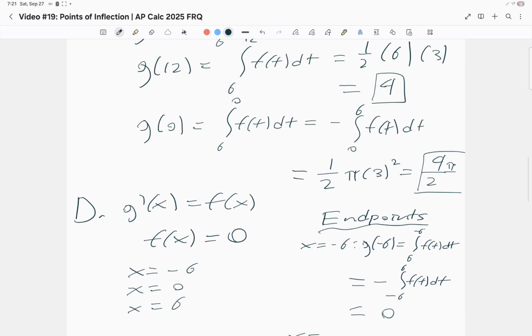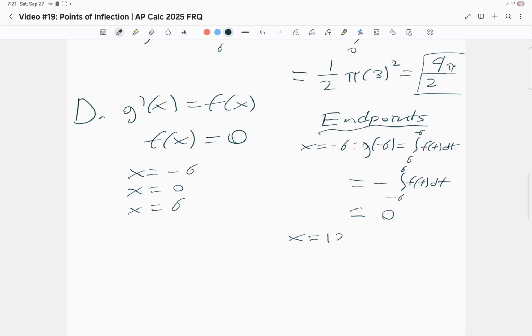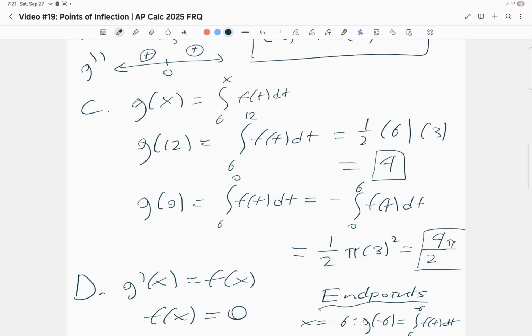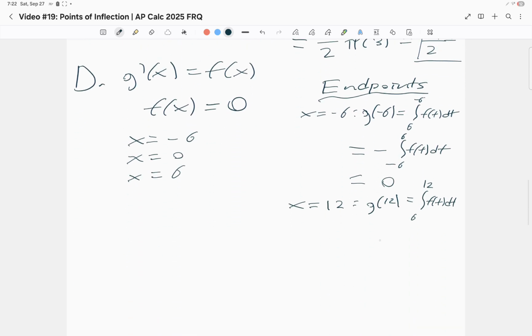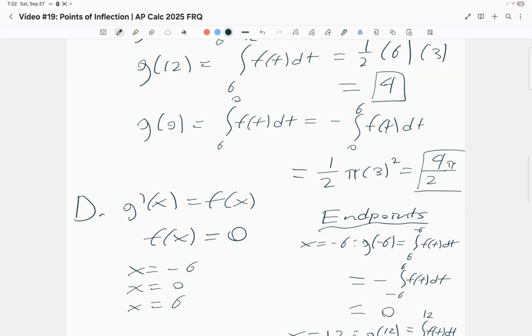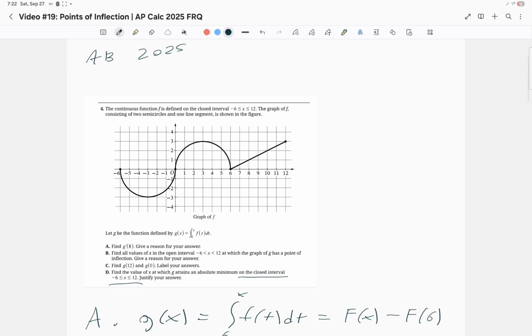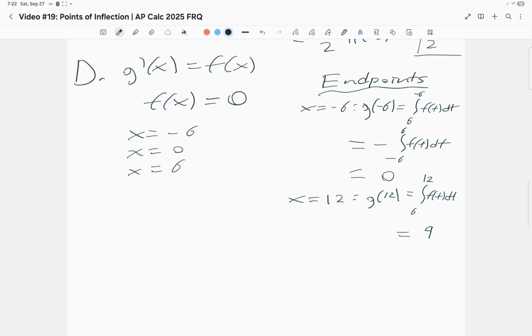Now let's check the other endpoint, 12. Ooh, scary. Hopefully this will turn out nice because I feel like we did this before. Didn't we find g of 12 before? It was equal to 9. So I don't have to do my work again. If you want to, you can, but I'm not going to. It was just that triangle on the right there. So hopefully you can find the area of a triangle. If not, good luck.